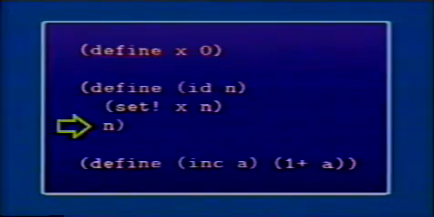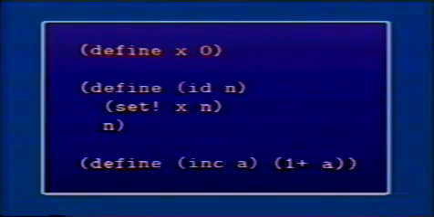And what it does, it keeps track of the last time you called it using x. So the identity of n just returns n, but it sets x to be n. And now I'll define a little increment function. All right, so there's a very simple scenario.